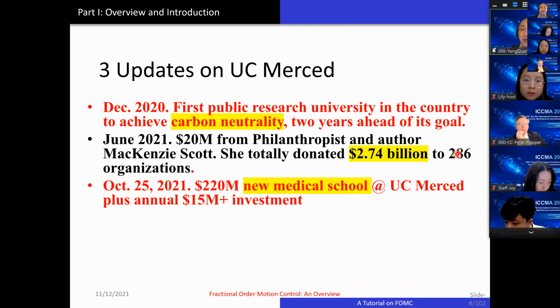So, 3 updates. First, carbon neutrality. In December last year, we declared that we reached carbon neutrality. We're the first public university announcing that. Everybody now is working towards this goal. Second, this summer, we got $20 million from a person named MacKenzie Scott. Her former husband is the owner of Amazon. You probably heard about that story. Remarkably, she donated $2.74 billion to 286 organizations, and we are one of these 286, with $20 million. Third, just a few weeks ago, it was announced that we're going to get a new medical school. Usually it's very expensive. The state of California committed to do that. So it's great. Our university will have a new face. Welcome to visit us.